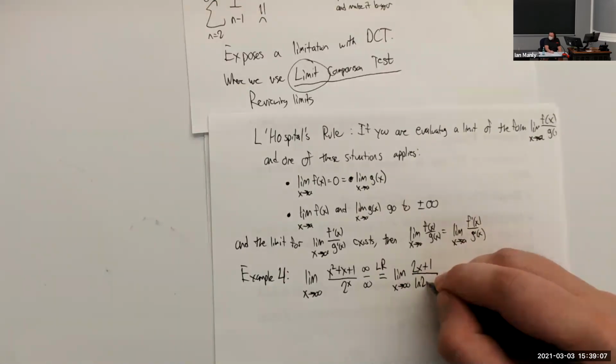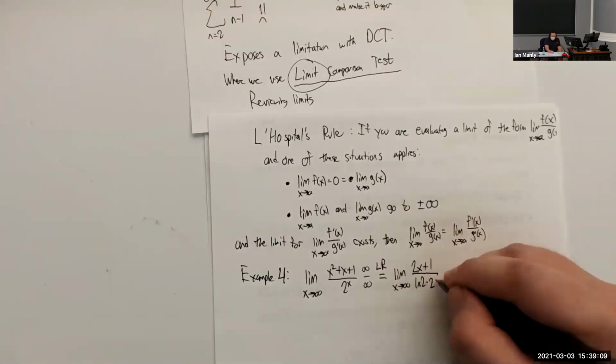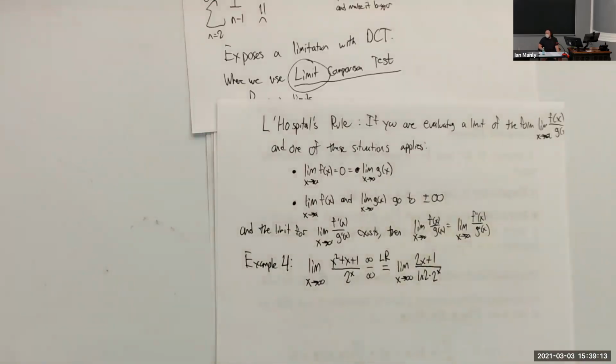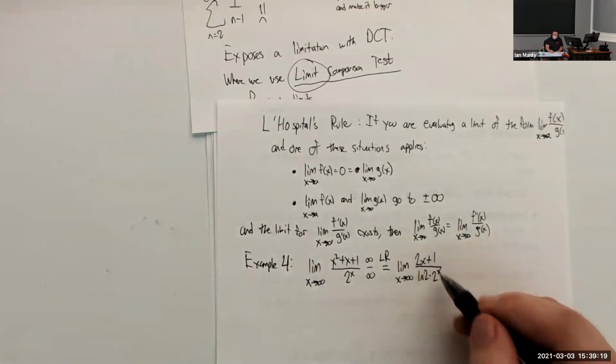That's right. We stick an extra natural log of 2 in there. And if it was like 3 to the x, we would have had an ln of 3. If it was 4 to the x, we would have an ln of 4, and so on. Okay, now let's reevaluate. So we hope that our limit gets better when we do this.